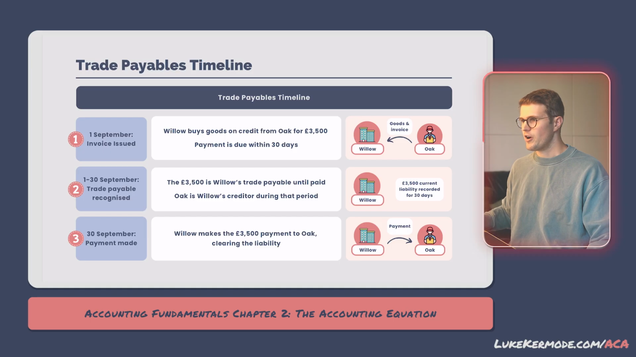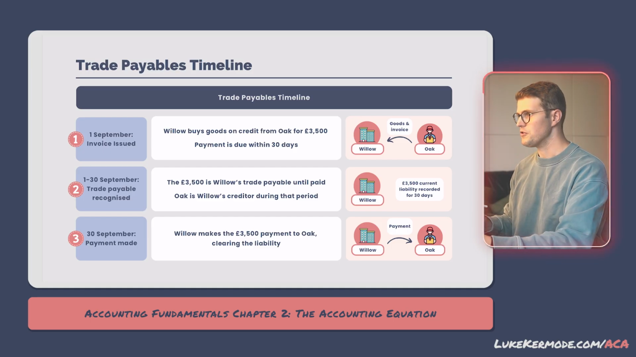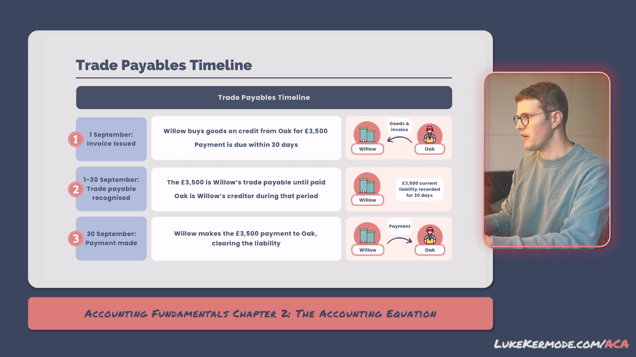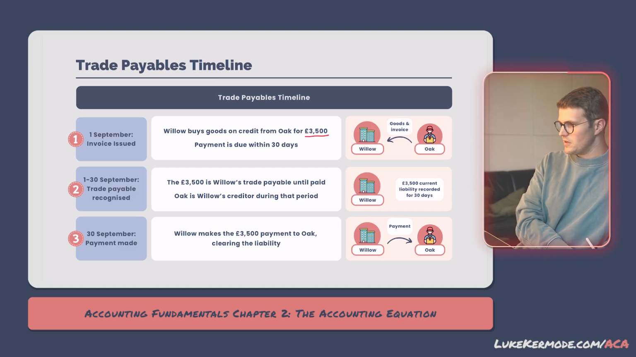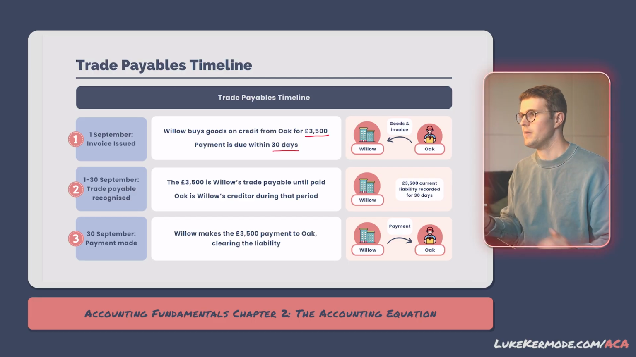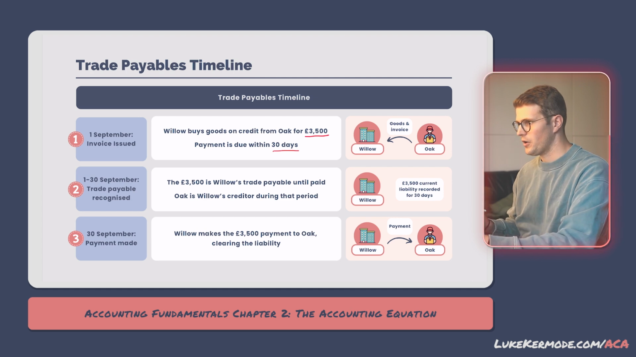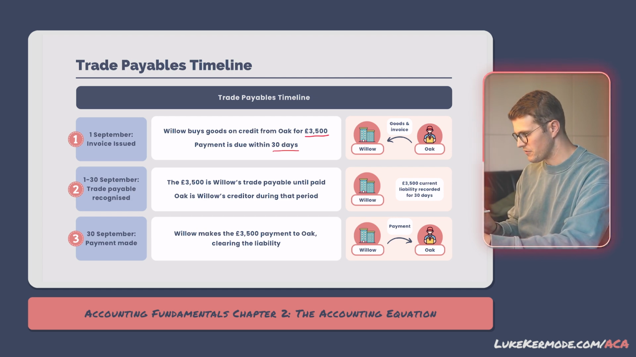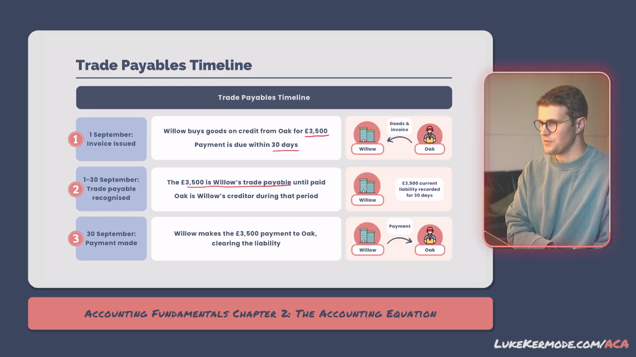Let's now take a look at a trade payables timeline. On the 1st of September, a business called Willow Supplies purchases £3,500 worth of materials on credit from its supplier, Oak Trading. The invoice includes 30-day credit terms, meaning Willow has up to the 30th of September to pay the amount that's owed. During this time, Oak is a creditor to Willow, and the £3,500 is recognised as a trade payable, which is a current liability in Willow's accounts.